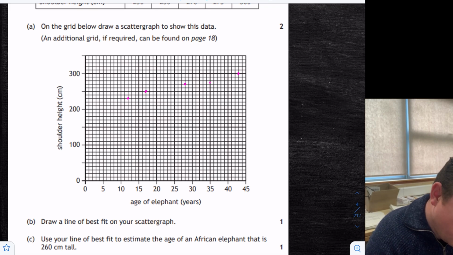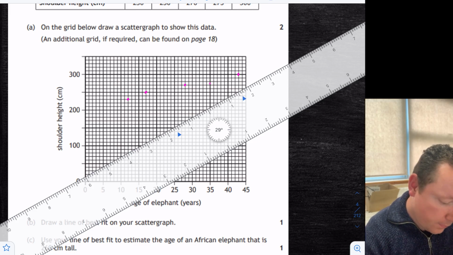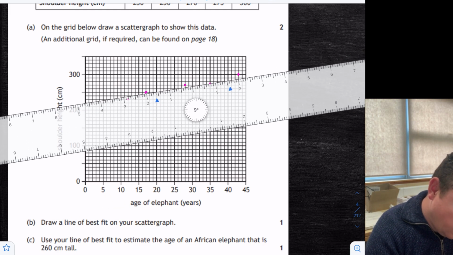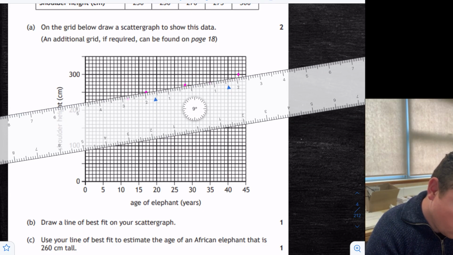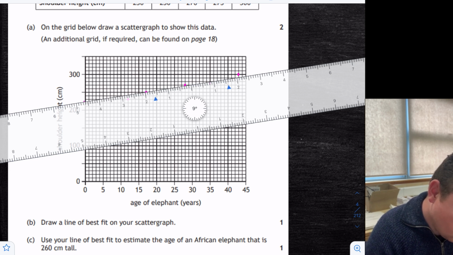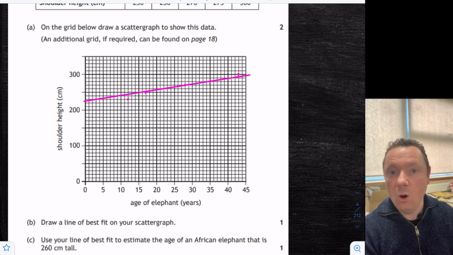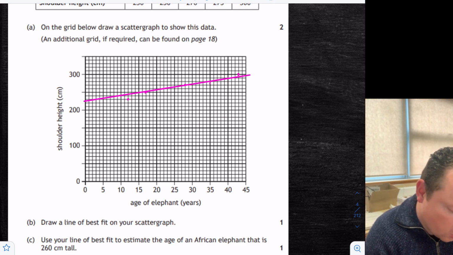Draw a line of best fit. So we need a ruler for that. Line of best fit is when you put it so it lines up as many points as you can, or at least that kind of equidistant, straight distance away. Best you can, that will probably do. And then just neatly drawing your line in. And there's quite a bit of leeway with a line of best fit, so don't worry if you're a little bit off. The last bit says use your line to estimate the age of an African elephant with a height of 260.